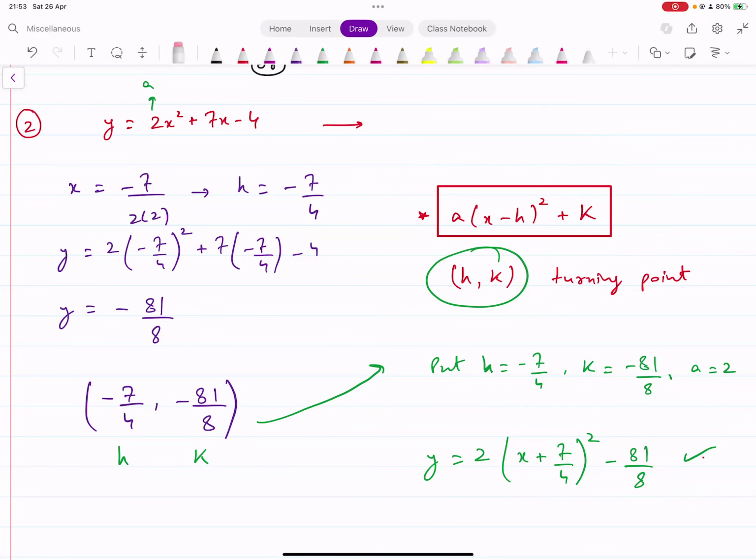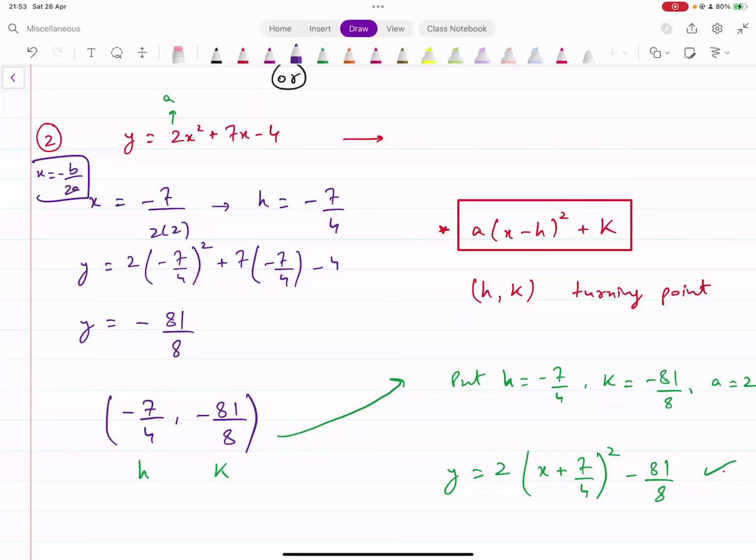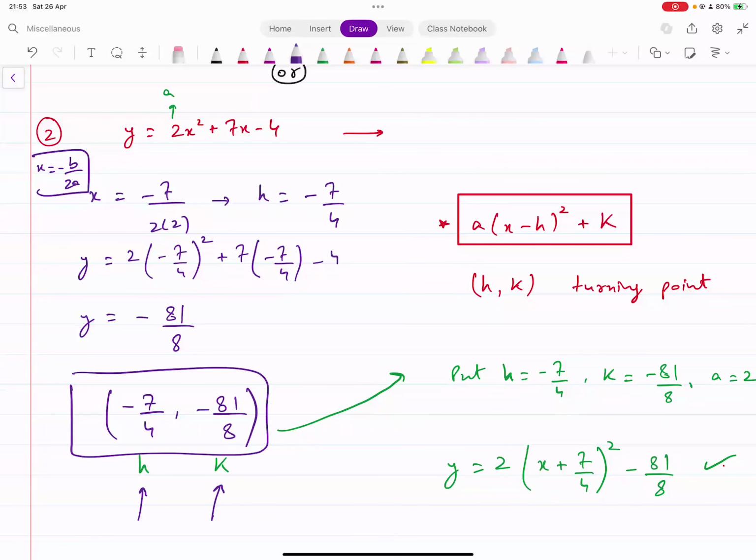If you remember this form, what you can do is find the turning point using minus b over 2a. It turns out that the x coordinate of the turning point is minus 7 over 4, and the y coordinate is minus 81 over 8. This is the value for h, this is the value for k. Just input those values here.